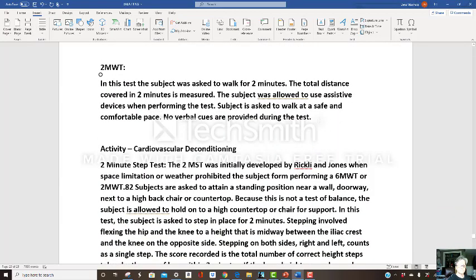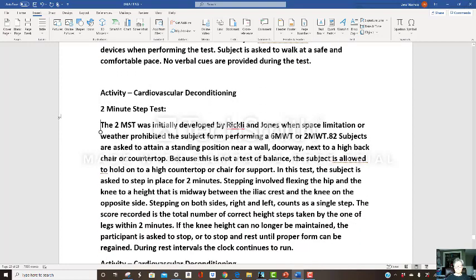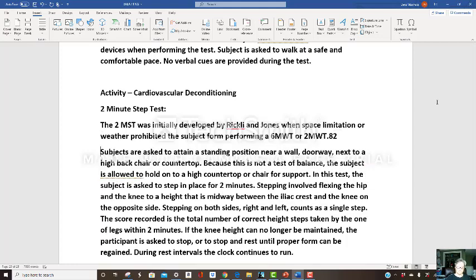Activity, cardiovascular deconditioning, 2-minute step test. The 2MST was initially developed by Rikli and Jones when space limitation or weather prohibited the subject from performing a 6MWT or 2MWT. Subjects are asked to attain a standing position near a wall, doorway, next to a high back chair or countertop. Because this is not a test of balance, the subject is allowed to hold on to the high countertop or chair for support. In this test, the subject is asked to step in place for 2 minutes. Stepping involved.